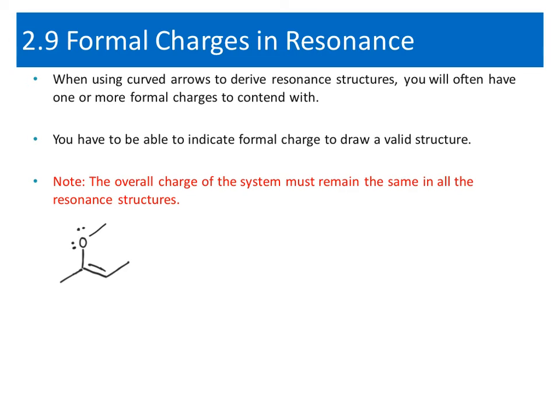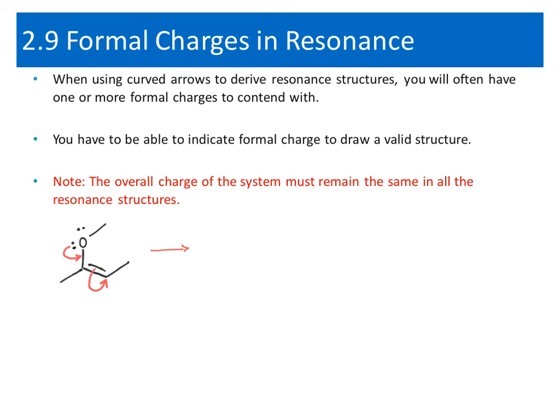So let's look at this example. To draw the resonance structure for this molecule, I can take these lone pair electrons and move them here, and also take the pi electrons and move them here. Don't worry about how to draw the resonance structure right now. We are going to talk about it in the next slides. What we are caring about right now is assigning formal charges.